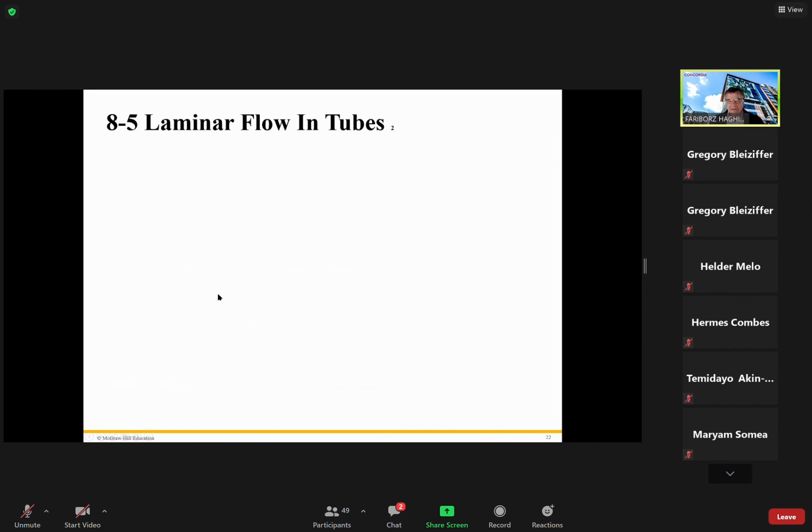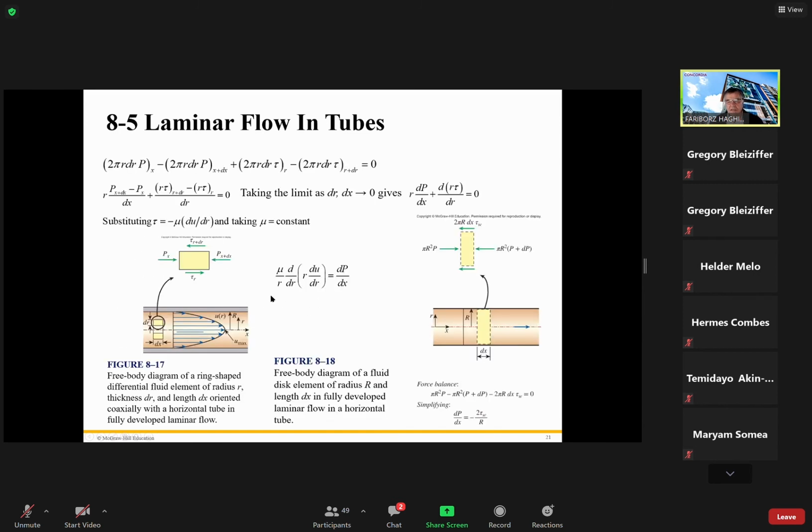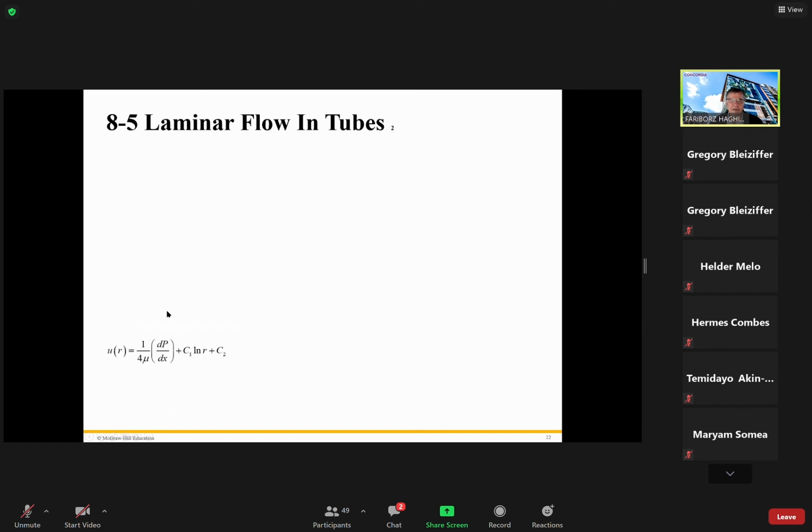Now I have this differential equation. I can start to solve it. I need two boundary conditions. I know the velocity at the center is the maximum. I know the velocity at the wall is equal to 0. Therefore, I can solve, and I can find this expression.